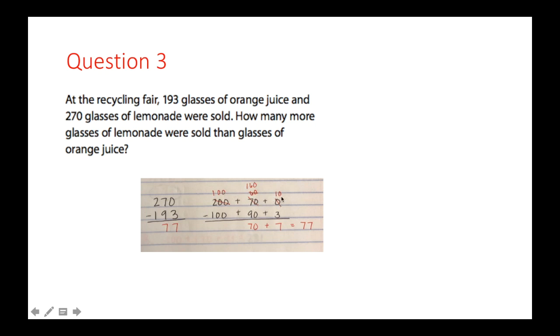So then I can begin subtracting. When I subtract, my differences are 70 and 7, and then I put it together for 77. So the difference of the glasses of orange juice and lemonade would be 77 in this problem.